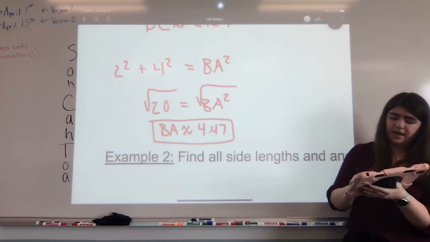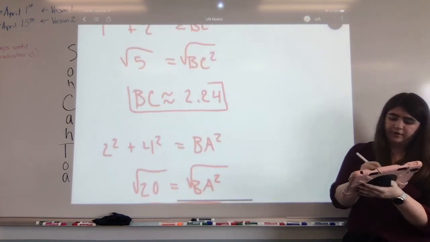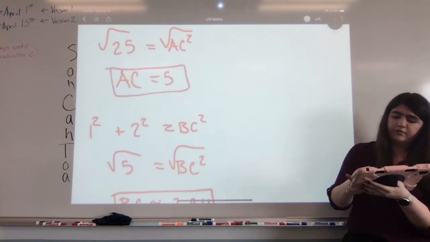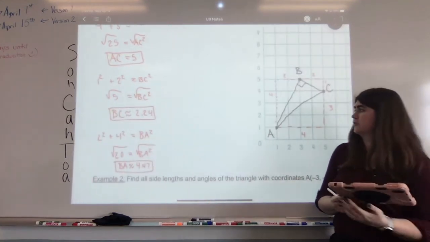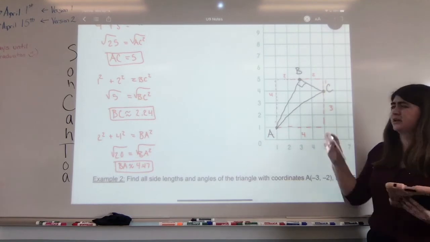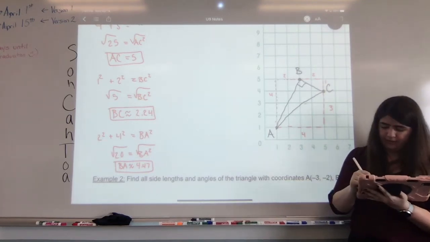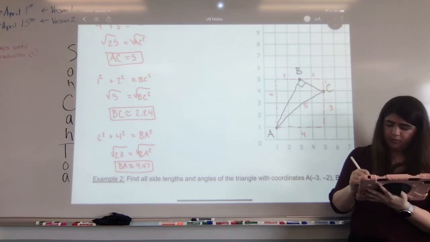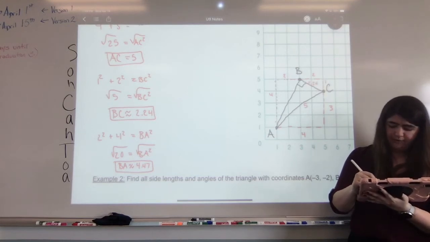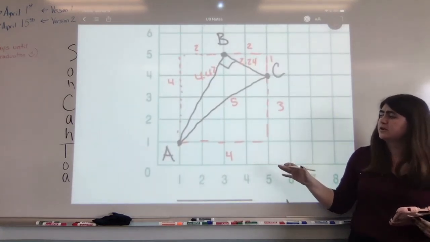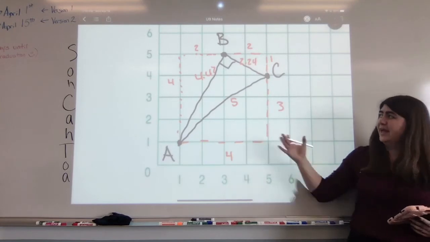Okay, those are my side lengths, which I was solving for. Now that I have my side lengths, I need to solve for my angle measures. And I actually think it'll be helpful if I label those. So we have 5, we have 2.24, and we have 4.47. Now we're going to use trig functions to solve for our missing angles.